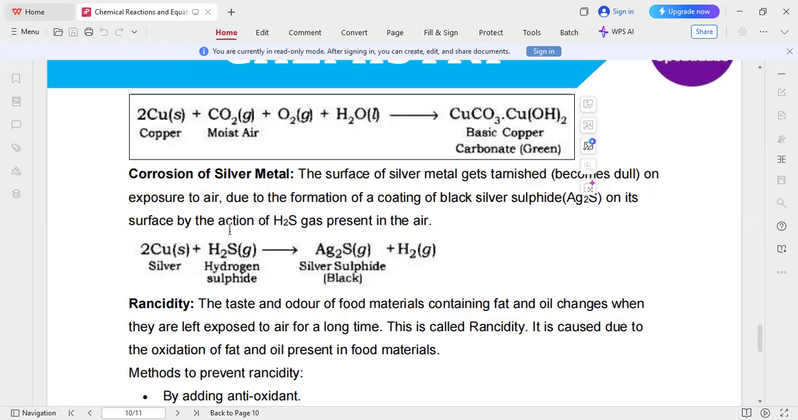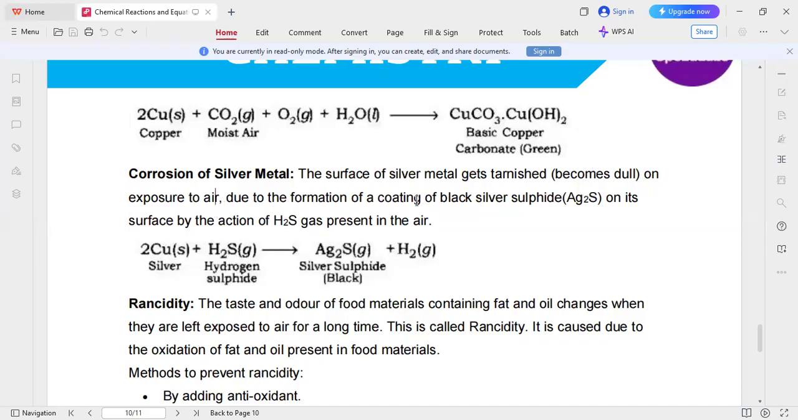Similarly, corrosion in silver: a black coating is obtained. We'll see corrosion of silver metals. The surface of silver metal gets tarnished and becomes dull on exposure to air, due to the formation of a coating of black silver sulfide on its surface by the action of H2S, hydrogen sulfide gas present in the air. So 2Ag plus H2S, that is hydrogen sulfide, gives rise to Ag2S, that is black silver sulfide, plus H2. Is it clear, children? I hope you understood. We'll practice at the end also.